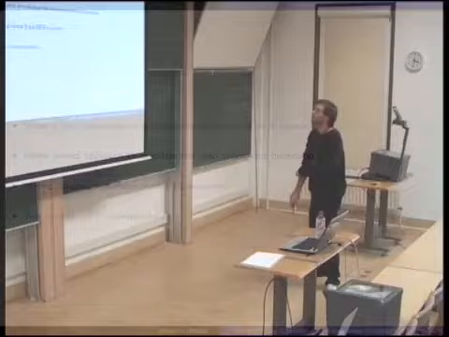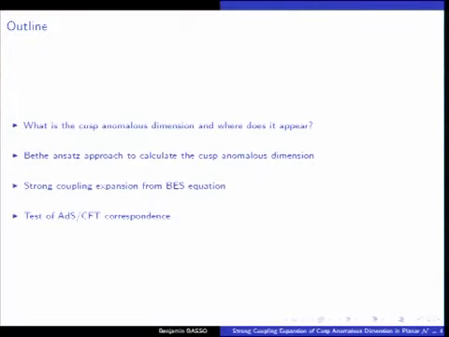This is the outline I would like to cover. First, what is the Cusp anomalous dimension and where does it appear? Then, how to compute the Cusp. I will try to sketch the Bethe ansatz approach to calculate the Cusp anomalous dimension and its strong coupling expansion from the BES equation, and the test of AdS/CFT of this result.